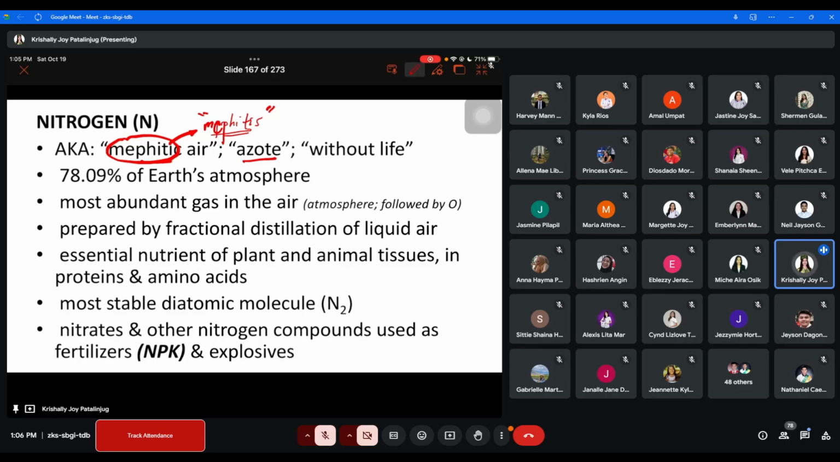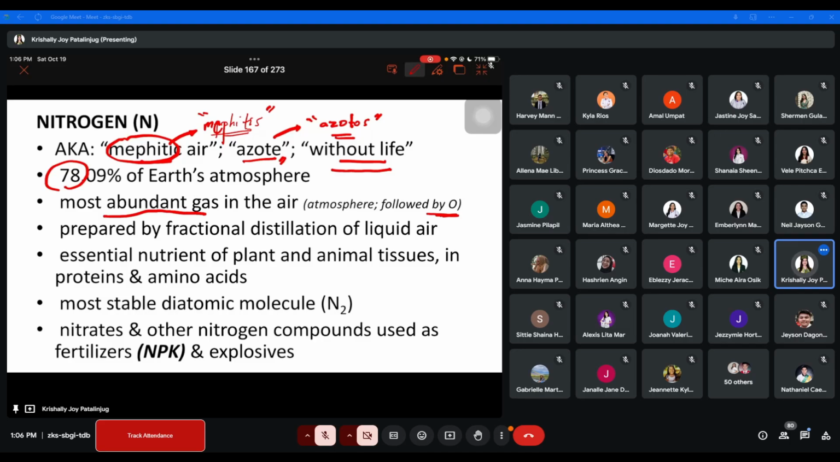Azote, French word siya galing, French word na azotus. Ibig sabihin, without life, lifeless. So ganun lang din. It doesn't support respiration, it doesn't support life. So yan yung ibig sabihin ng azotus. Kaya tawag din sa kanya azote. In the Earth's atmosphere, nitrogen is said to be the most abundant gas in the atmosphere, in the air. Most abundant gas ang nitrogen. It makes up 78% of the Earth's atmosphere, and it is followed by oxygen.